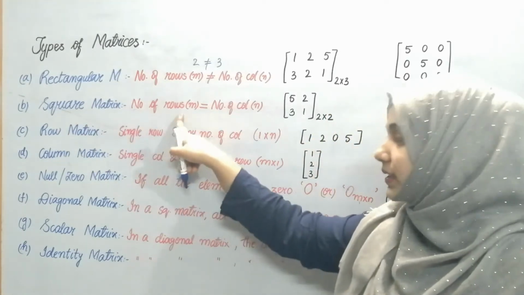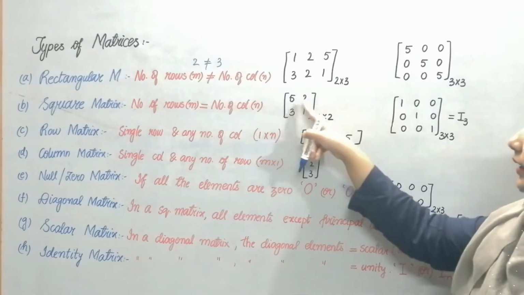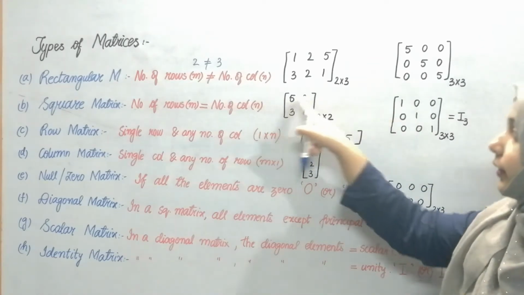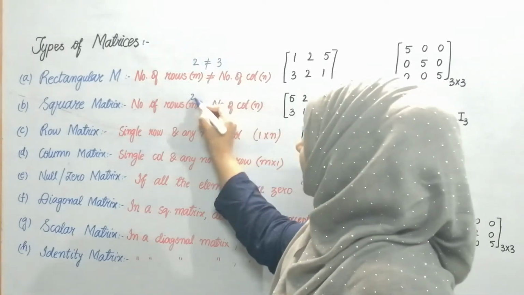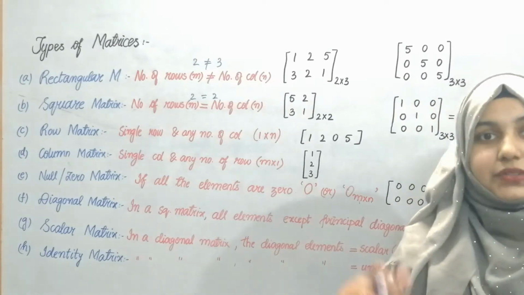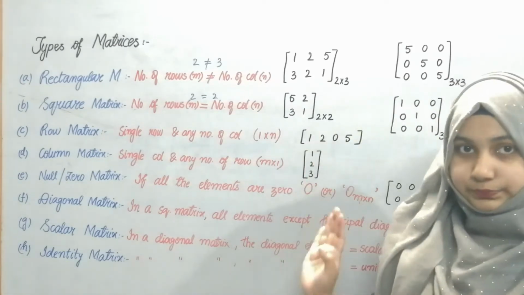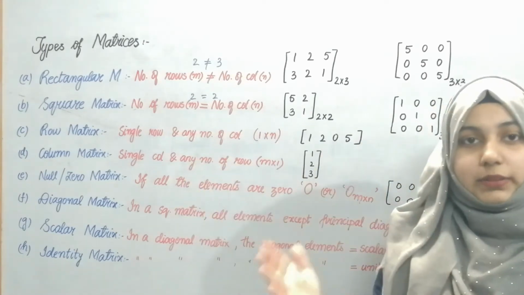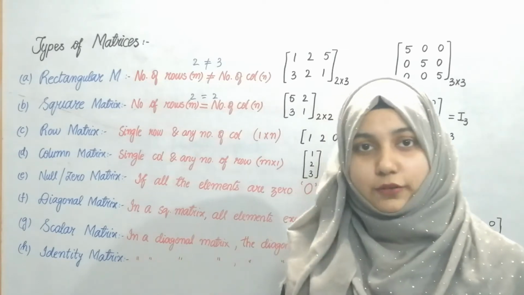Next, the square matrix. The number of rows is equal to the number of columns. For example, here we have 2 rows and 2 columns, so obviously 2 is equal to 2. We can have a 3 by 3 matrix, a 4 by 4 matrix. I took an example of 2 by 2, but in a square matrix we can have 3 by 3, 4 by 4, 5 by 5, like that. The number of rows should be equal to the number of columns.